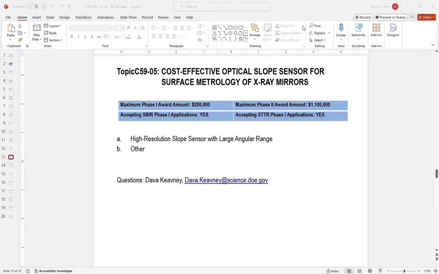Deliverables again, for phase one, basically will be a conceptual design and initial testing of the design concept. In phase two, we're looking for the company to fabricate and validate a fully functional prototype slope angle sensor for metrology for high resolution X-ray reflection gratings in the mirrors. Okay, so this is for topic number 5.